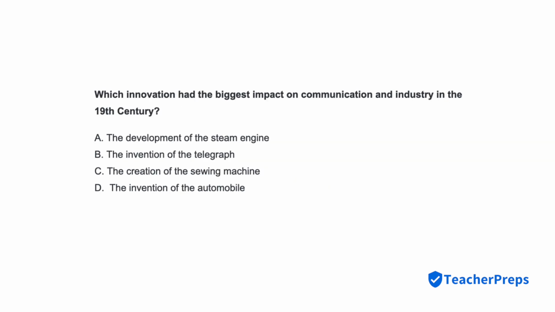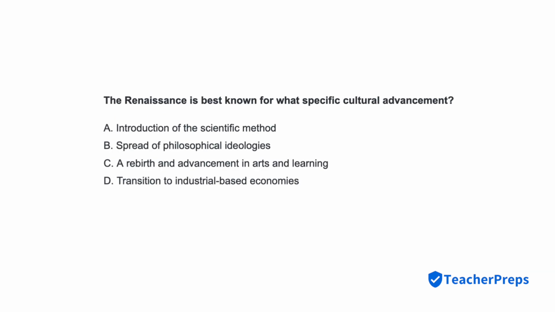Which innovation had the biggest impact on communication and industry in the 19th century? Correct response? Letter B, the invention of the telegraph. The Renaissance is best known for what specific cultural advancement? Correct response? Letter C, a rebirth and advancement in arts and learning.